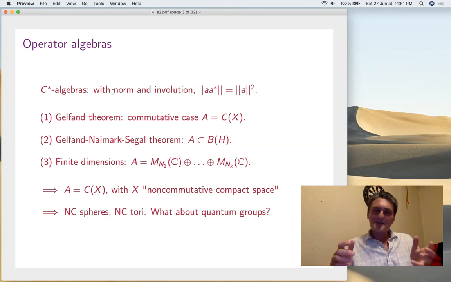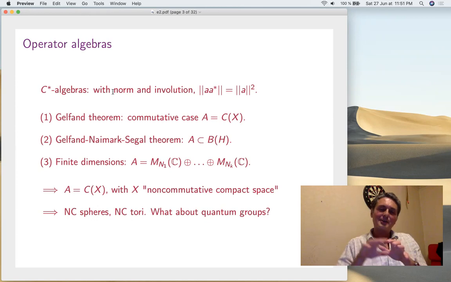If I take a compact space, the functions on it, continuous with values in C, form a C-star algebra because you have the sup norm on it, the involution, just put your bar, and that formula over there is just a triviality. I mean, at a point it is just z z-bar equals the absolute value of z squared. So definitely C of X is a C-star algebra.